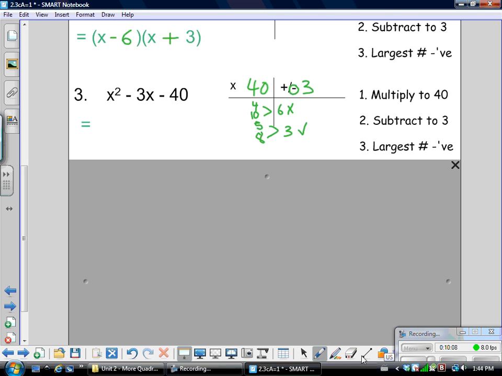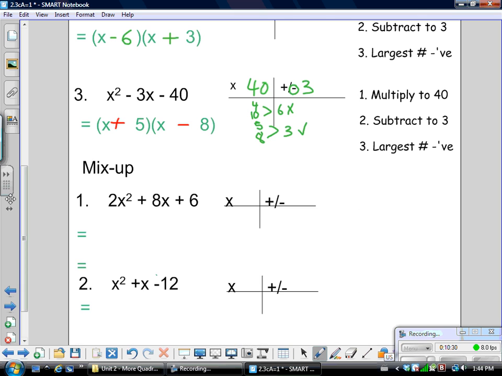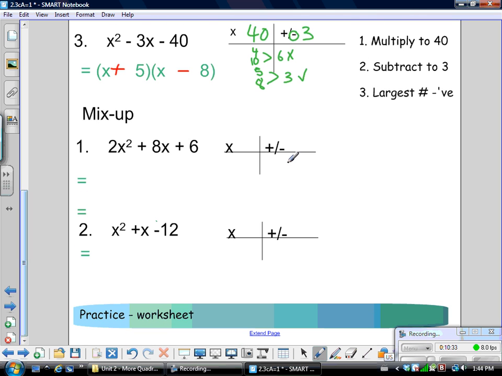So I know I'm going to have two brackets. One's going to have a 5 and one's going to have an 8. The largest has to be negative. So which is largest, the 5 or the 8? Well, obviously the 8 is. So that means that my 8 is going to be negative, meaning my 5 has to be positive. All right? Now what we're going to do is we're going to mix up some questions. So let's look at the next question.